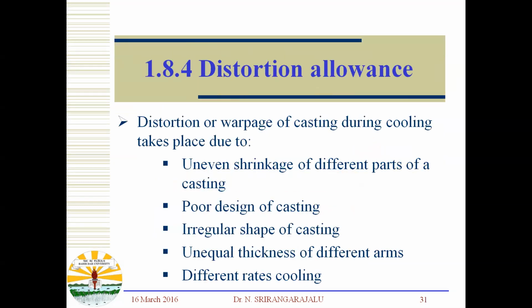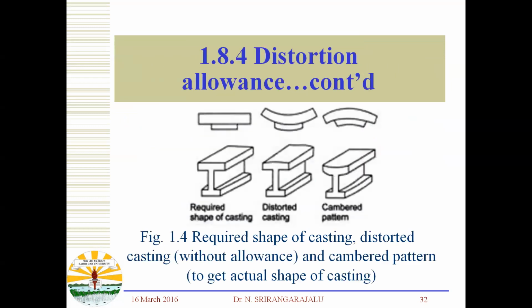Distortion allowances. Distortion or warping of casting during cooling takes place due to uneven shrinkage of different parts of the casting, poor design of casting, irregular shape of casting, unequal thickness of different arms, and different rates of cooling. And next we will discuss distortion allowance.